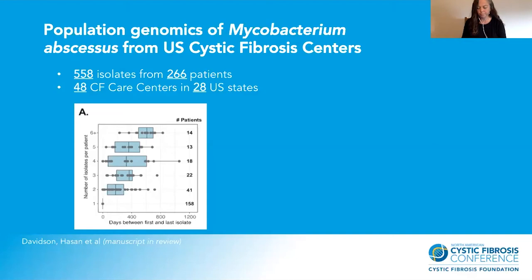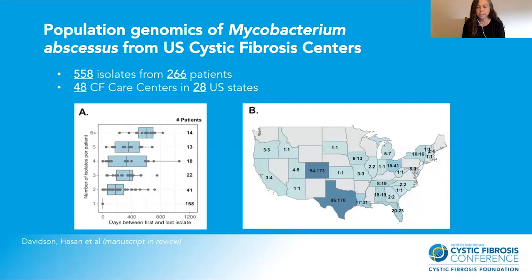Here's the geographic distribution of these isolates in this sample set. While the majority of isolates come from Colorado and from CF centers in Texas, we do have representation from many states, from the East and West Coast, and a pretty good representation across the country.